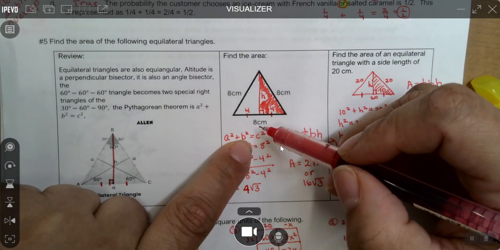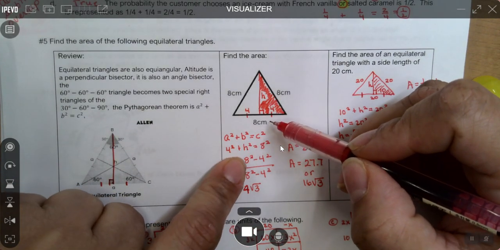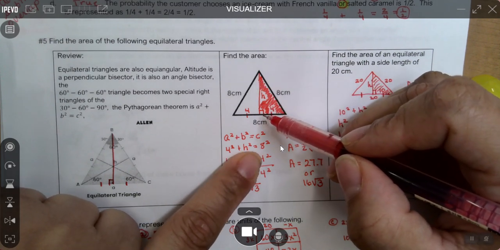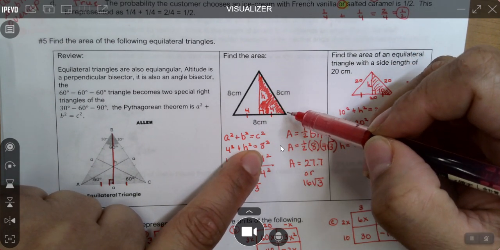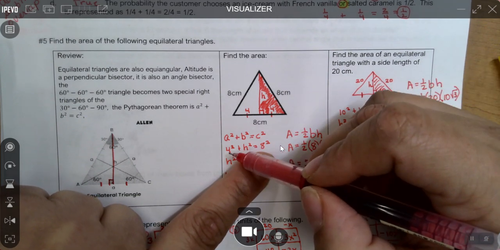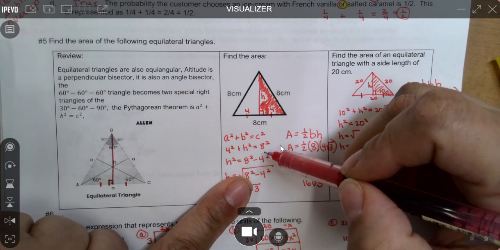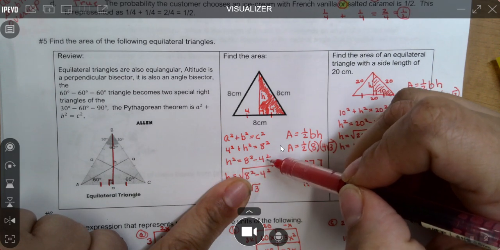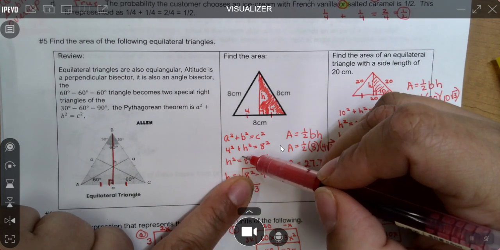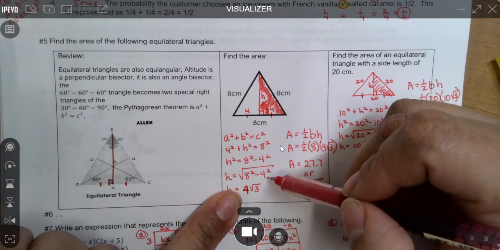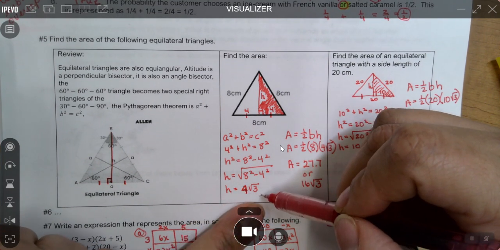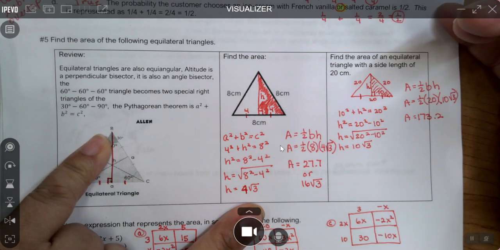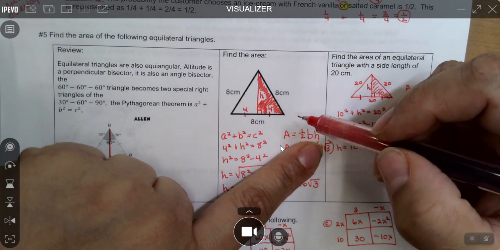And so a squared plus b squared equals c squared. A squared is 4 squared. The height we don't know, so it's h squared, equals the hypotenuse, which is 8 squared. I'm going to subtract this from both sides, so h squared equals 8 squared minus 4 squared. I'm going to take the square root on both sides, and I'm going to put it in the calculator, and I get 4 radical 3. So that's my height. Now that I have the height, I can calculate the area of the triangle.